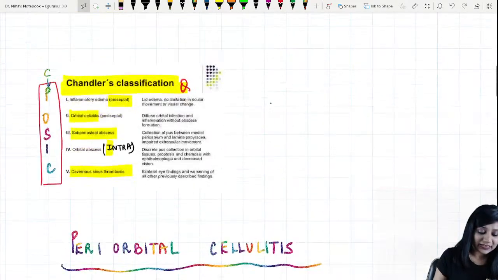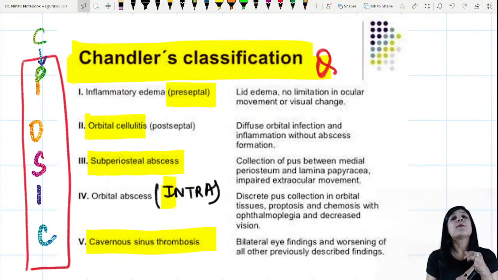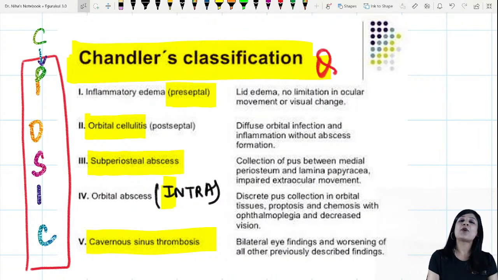And then another is this one, the Chandler's classification. C POSIC: P for preseptal, O for orbital cellulitis, S for subperiosteal abscess, I for intraorbital abscess, and C for cavernous sinus thrombosis. So two mnemonics and the discussion for the day. I hope you have understood all the syndromes.